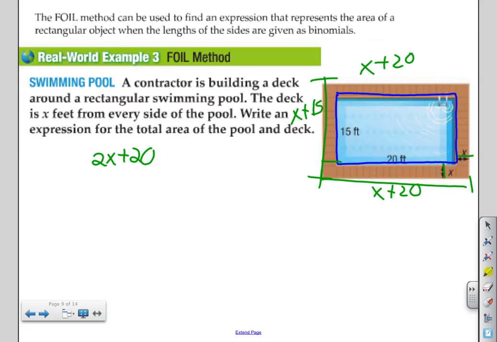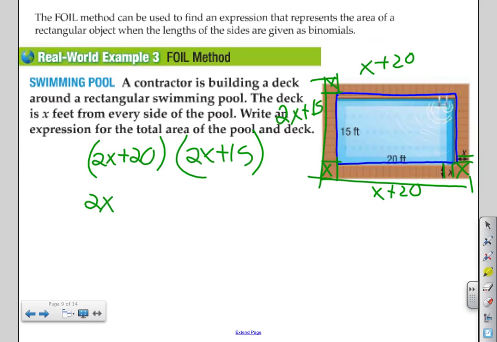And here the width is going to be 2 times 2x plus 15, right? Because look, you have an x here and you have an x here. So there's 2 x's that you have to deal with on the width, and there are 2 x's right here that you have to deal with on the length. And then we're going to multiply those. Okay? And then you'd use the FOIL.